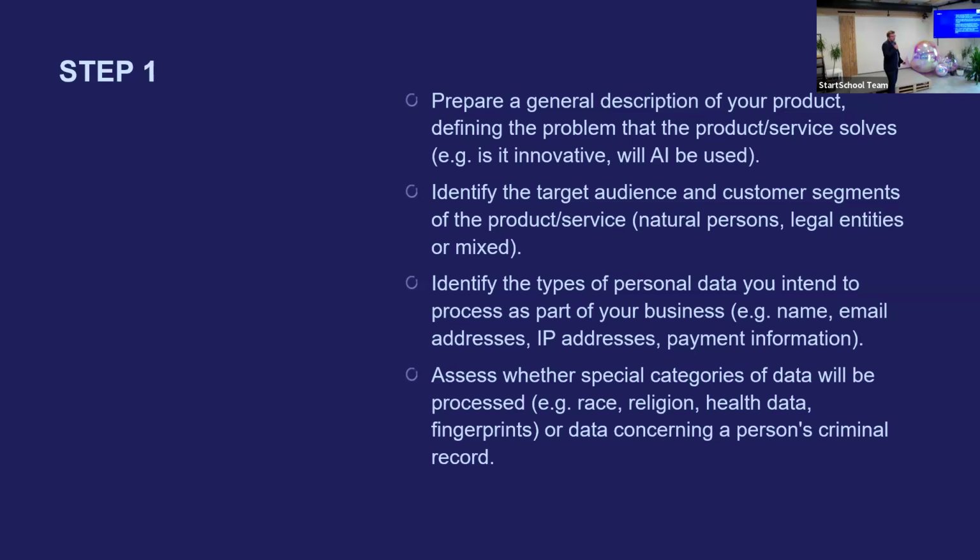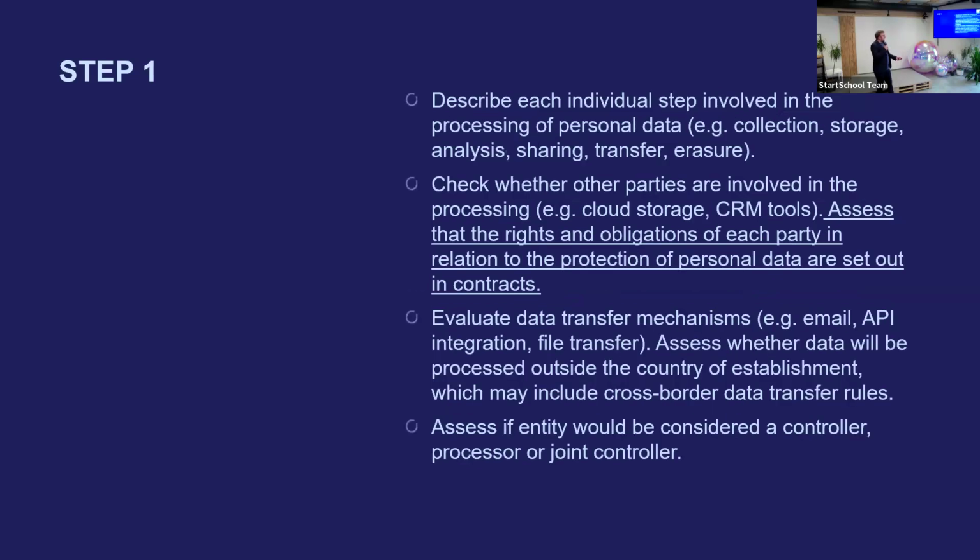Then identify types of data. Do you have your client's names, surnames, IP addresses, using cookies, maybe payment information, and whether you have access to some special category data which requires some tougher restrictions or rules for that. So it's race, religion, health data, and fingerprints. And also describe what do you do with that data, what kind of process you do.